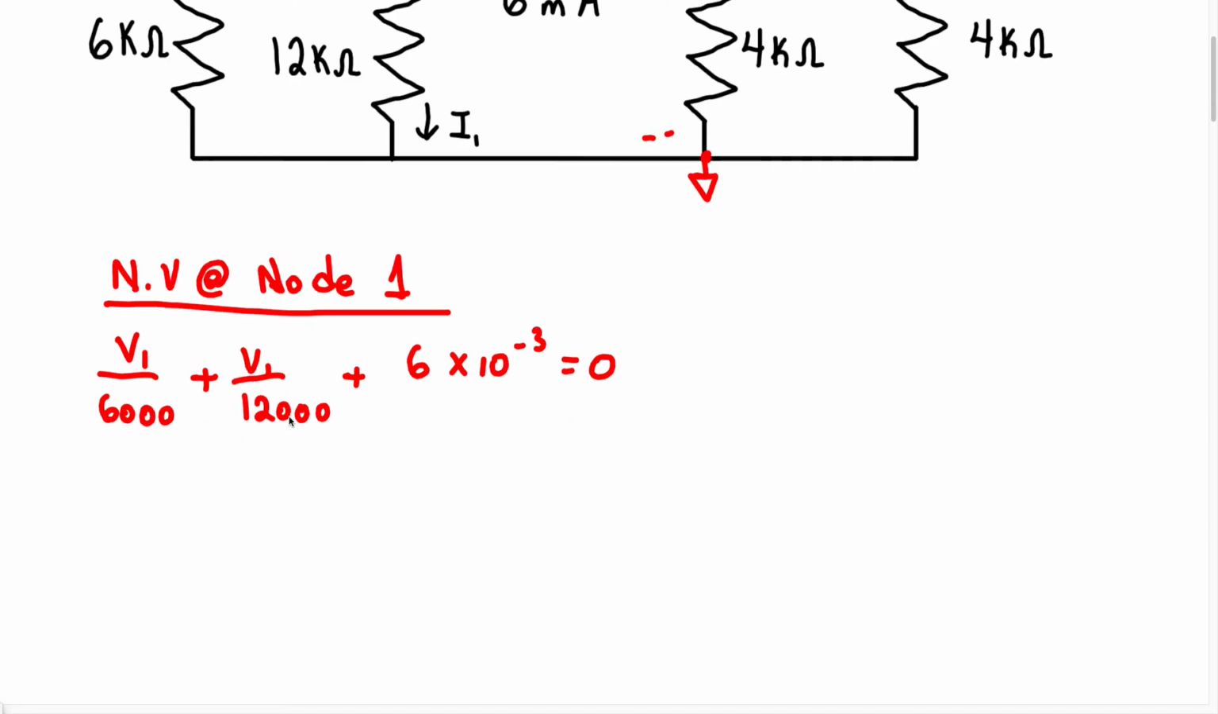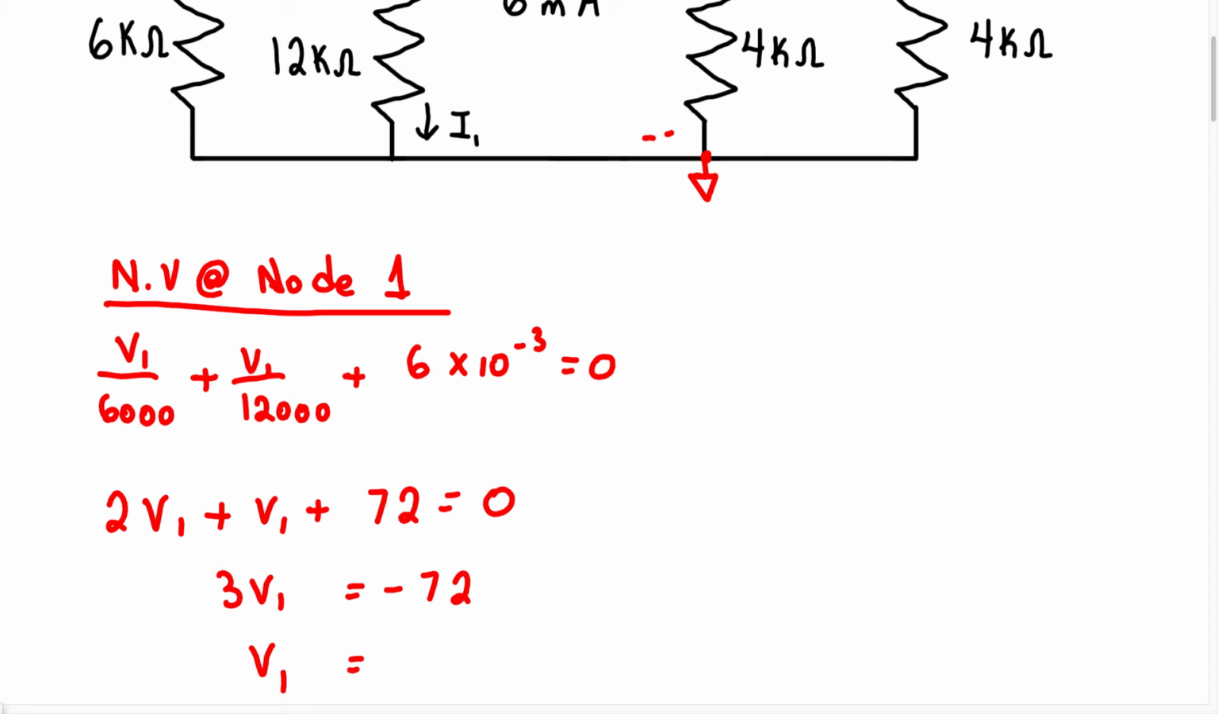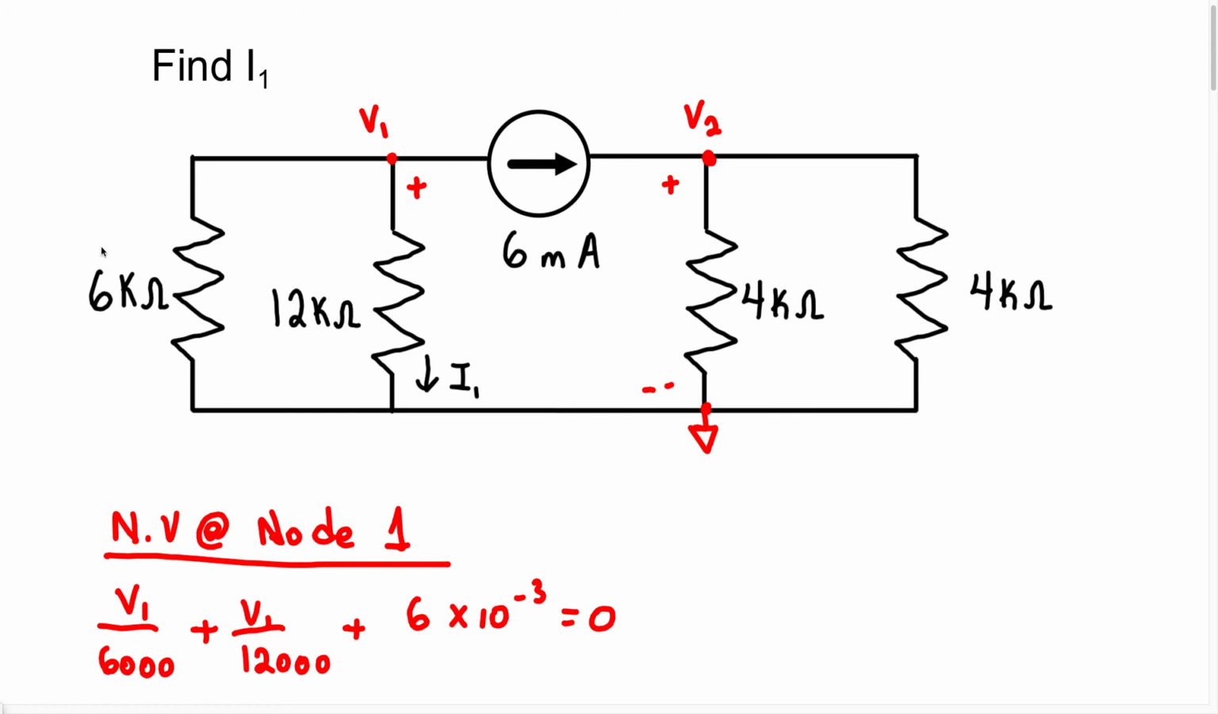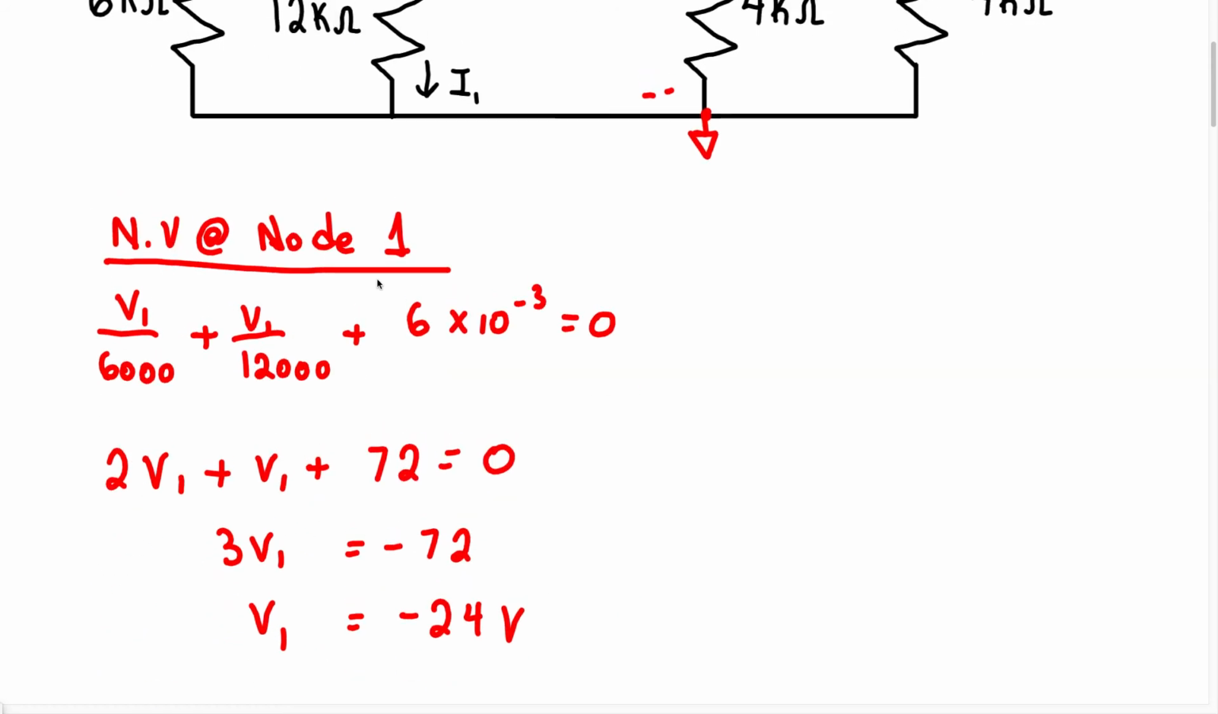Alright, now to get rid of the denominators, we're going to multiply all of the terms by 12,000. So when we multiply the first term by 12,000, we're going to get 2 V1 plus V1 plus 72 equals 0. Therefore, 3V1 equals negative 72. Therefore, V1 equals negative 24 volts. So we know V1 is negative 24 volts.